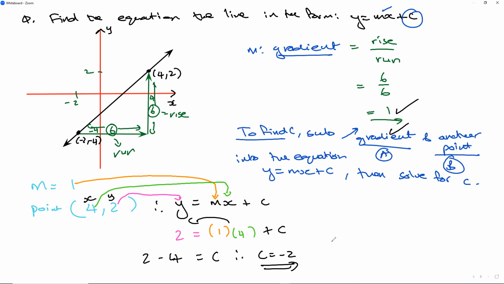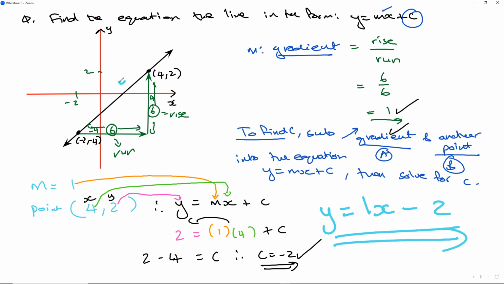I have my m value. I have my c value. I have my straight line equation. I am now done. So I can write down my equation. I found it. Y equals 1x, or just x, minus 2. And that's going to be the name of this line. Y equals 1x minus 2. All right. Given 2 random points, we found that.